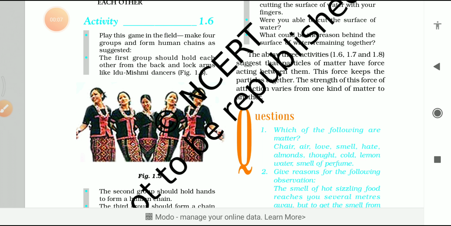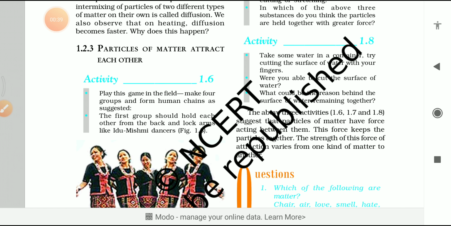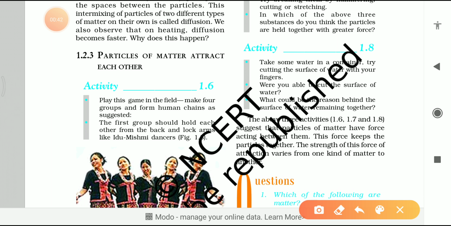In our previous videos we have discussed many topics of chapter 1, that is Matter in Our Surroundings of class 9th NCERT. Now in this video we are going to discuss our next topic, that is particles of matter attract each other. For your convenience, you can see my earlier videos of this chapter from my playlist. Let us start now. Today's topic is particles of matter attract each other.